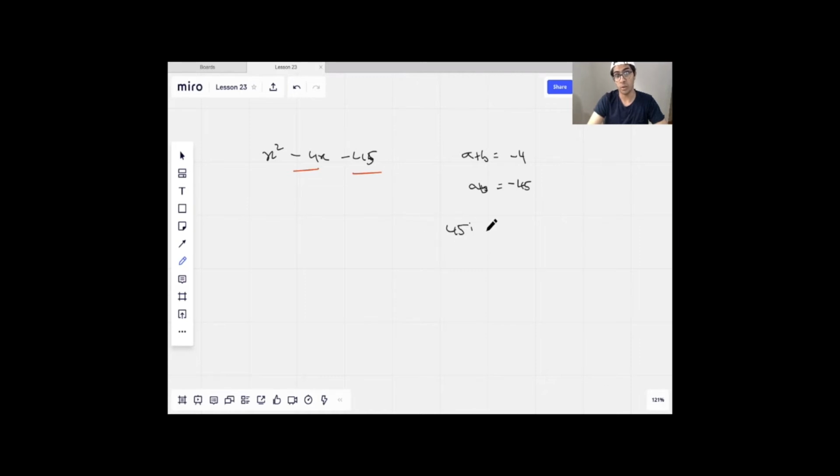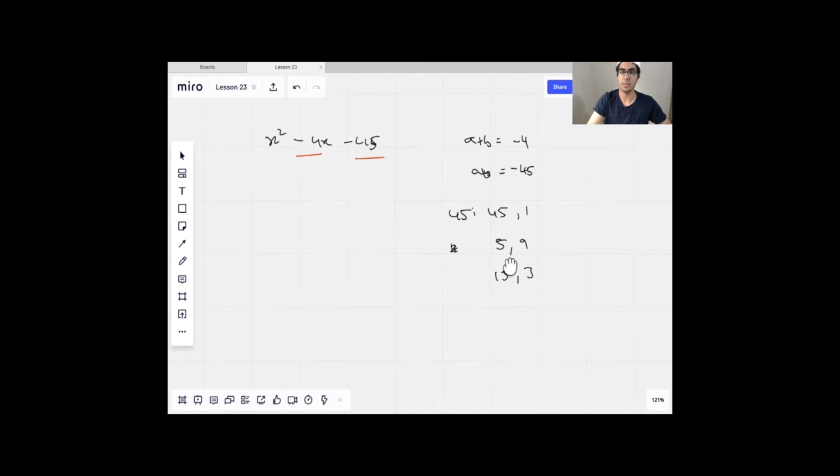So for 45, we can do obviously 45 and 1. We can also have, it's divisible by 5, so 5 and 9, and then 15 and 3, rearranging from that. If we times this one by 3 and divide by 3, it's 15 and 3. And I think that's actually it. But one of these will be positive and one will be negative. So let's try out 45 and 1. Let's say it's minus 45 and 1.